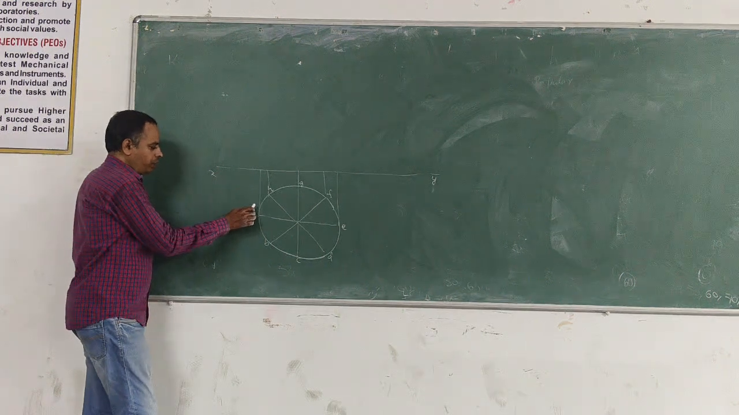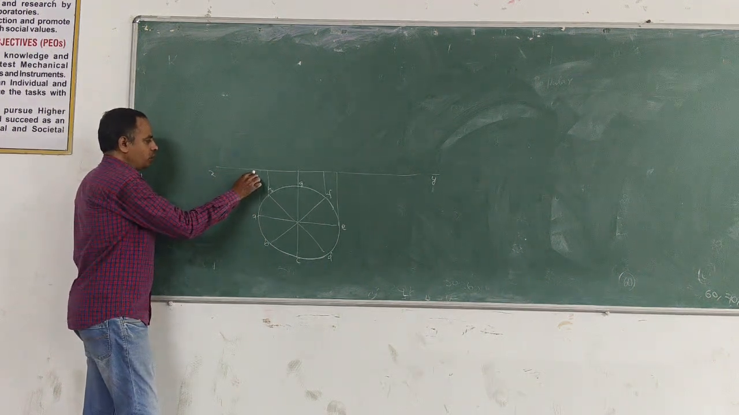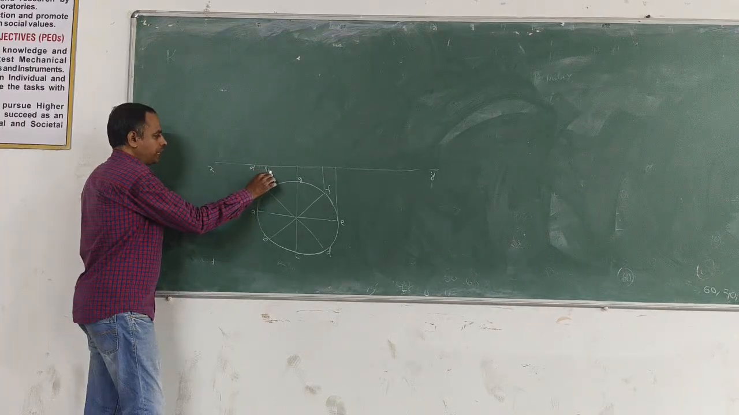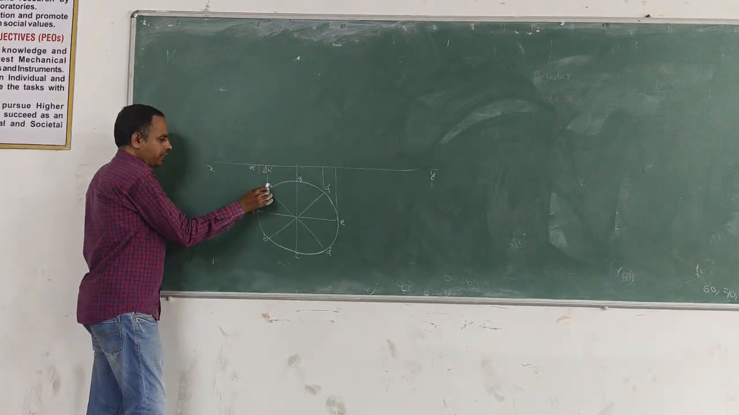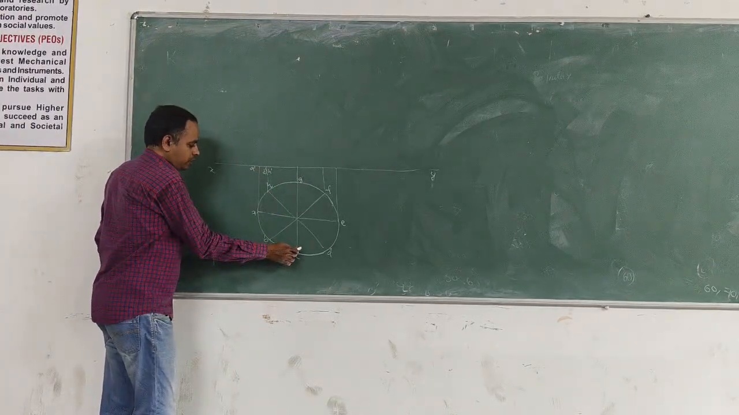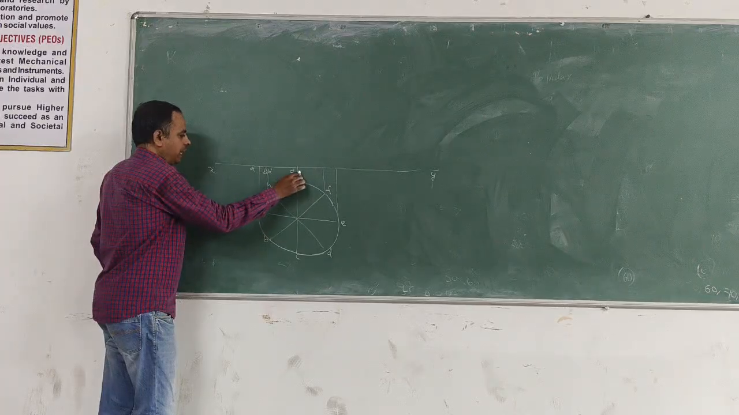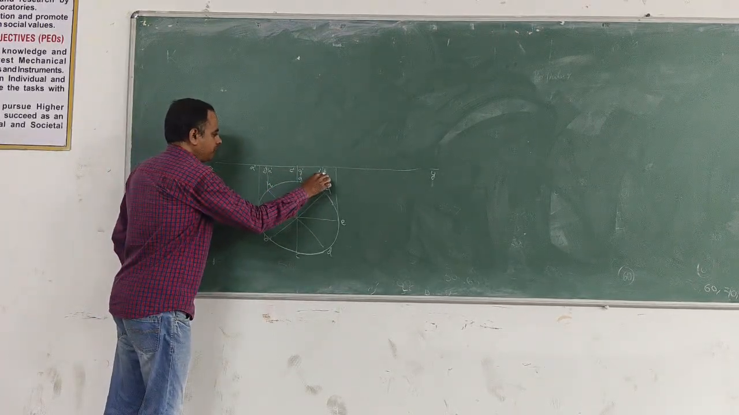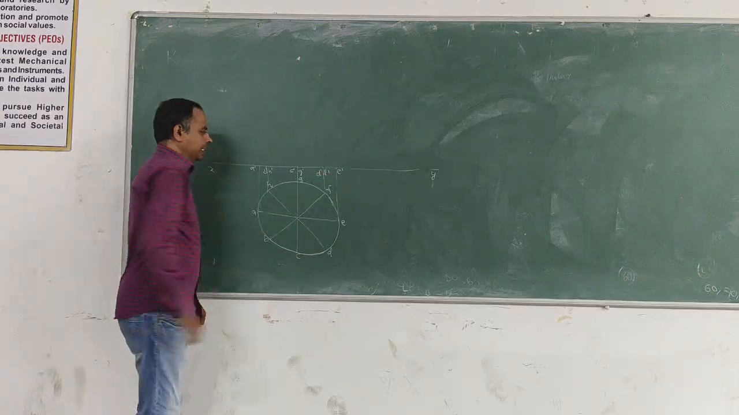Now, in the front view, this point will be denoted with A dash. Similarly, this B point is denoted with B dash and H dash. Now similarly, here C point is denoted with C dash and G point is denoted with G dash. Next one is D dash and F dash. And the last point is E dash.